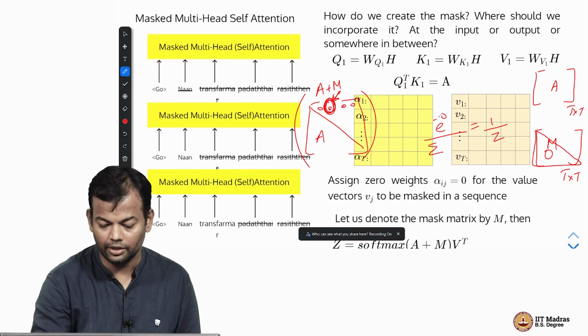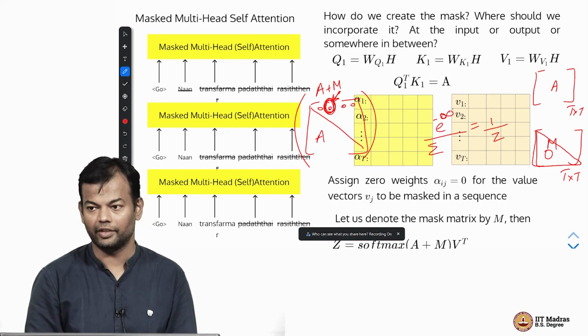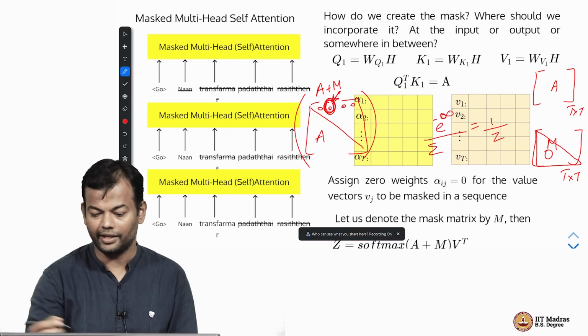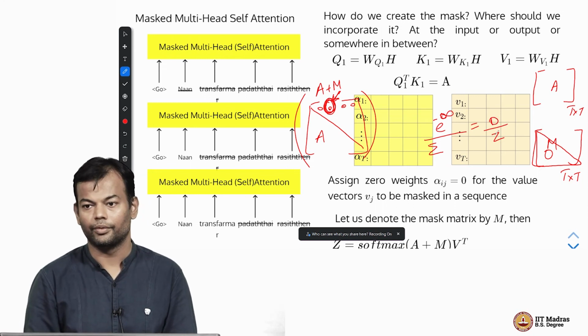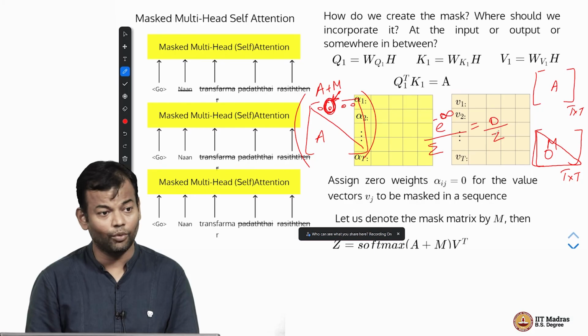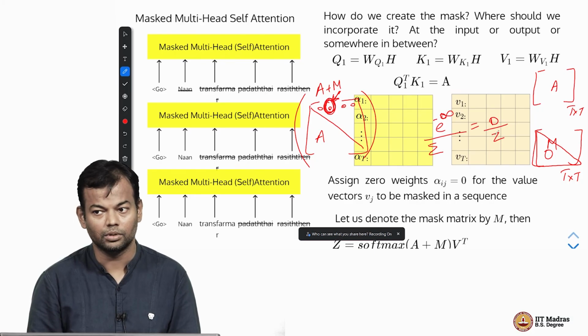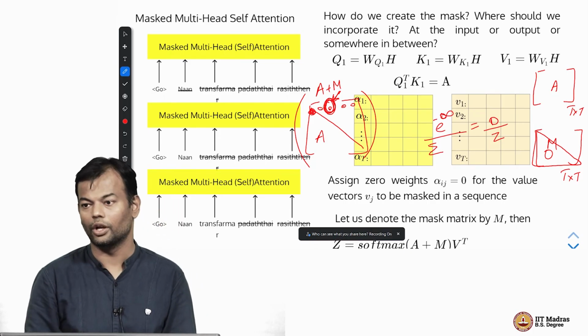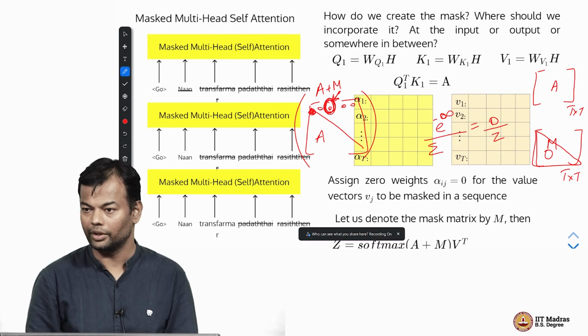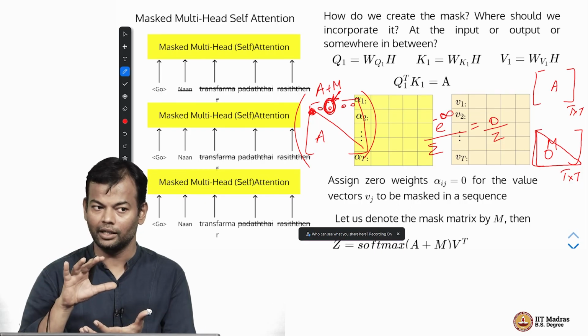Let's see. If I make it E raised to negative infinity and then divided by Z, what is E raised to minus infinity? 0 divided by Z. But then what if Z also becomes 0? Will Z be 0? It won't be 0, right? Because one of the elements in this row is non-zero. Is that okay, everyone? Everyone fine with this? Okay, so you see what the mask matrix should look like.